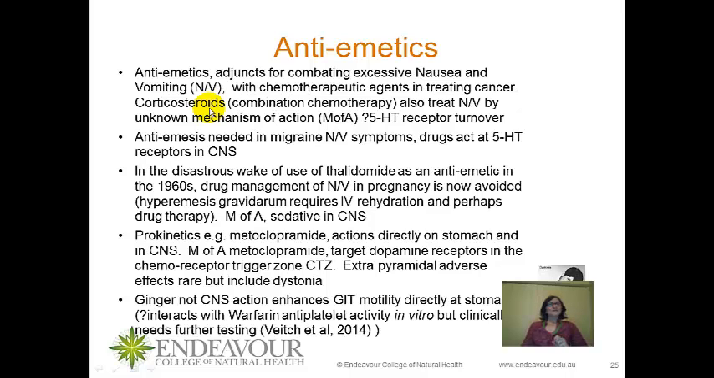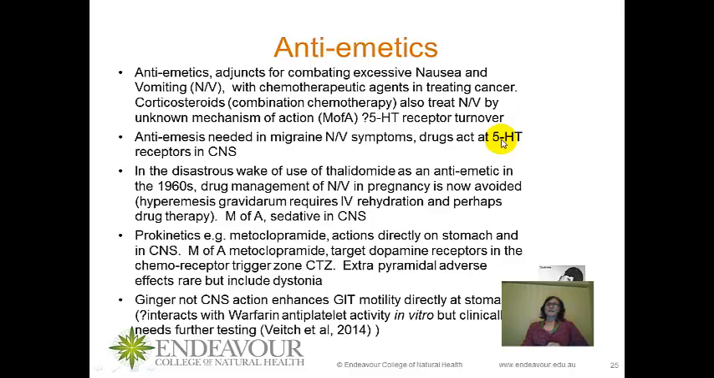Corticosteroids themselves have an antiemetic action, and we'll see that they are used for many reasons in treating cancers, but one action will be the reduction of nausea caused by the antineoplastic agent. It's unknown as yet why corticosteroids have that antiemetic action, but it could perhaps be at 5-hydroxytryptamine or serotonin receptors, more affecting their turnover in the CNS.